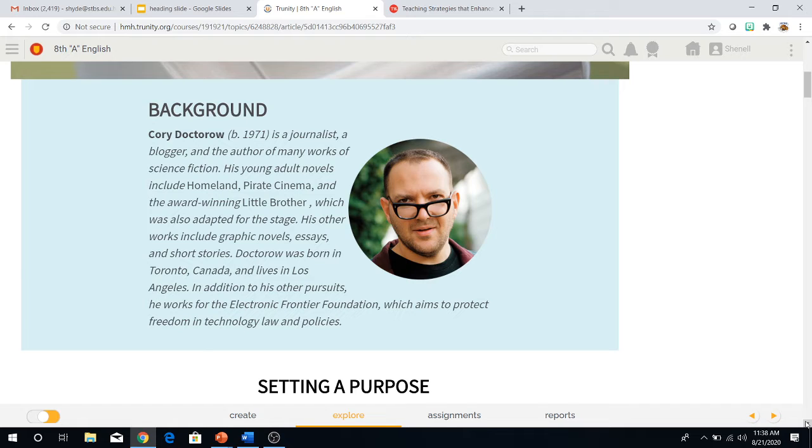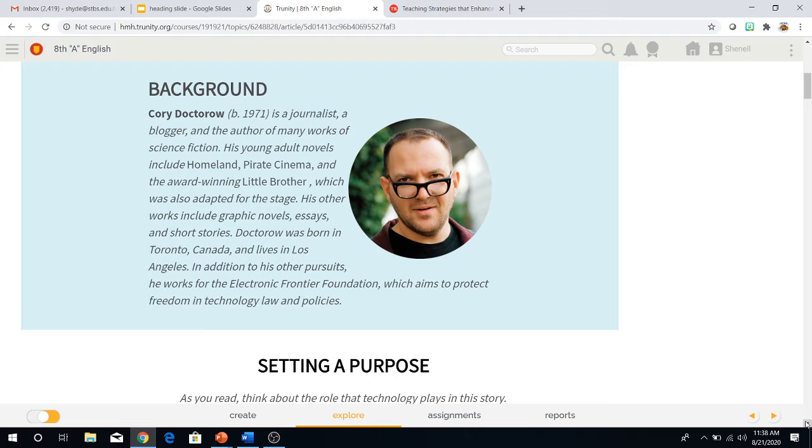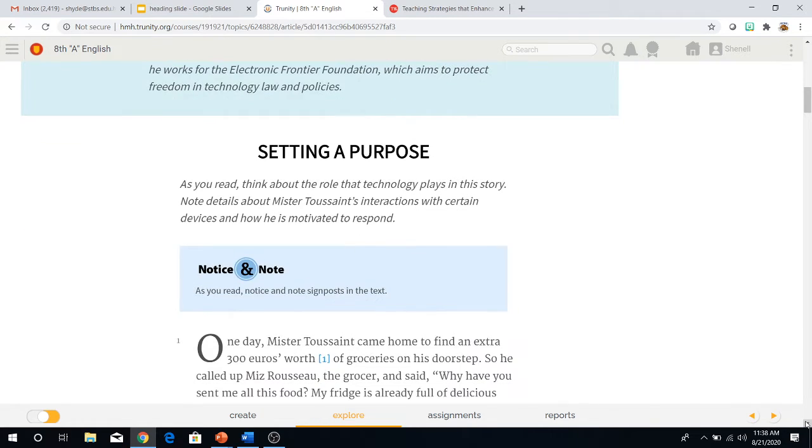His other works include graphic novels, essays, and short stories. Doctorow was born in Toronto, Canada, and lives in Los Angeles. In addition to his other pursuits, he works for the Electronic Frontier Foundation, which aims to protect freedom in technology law and policies. Now we're going to talk about setting a purpose.